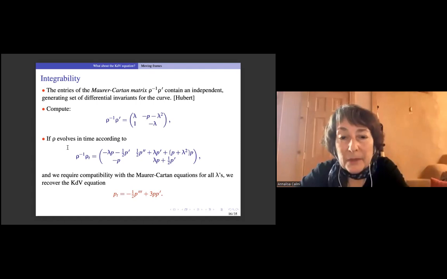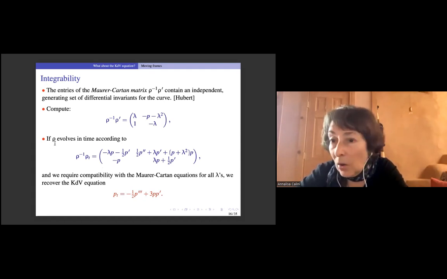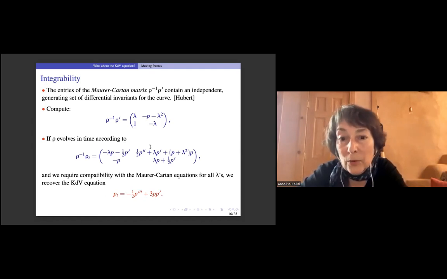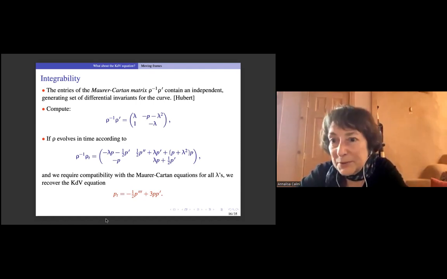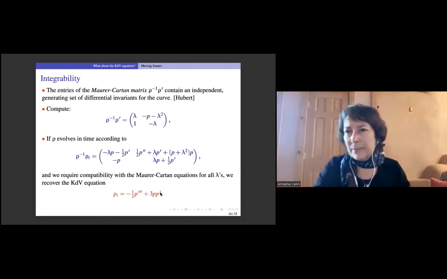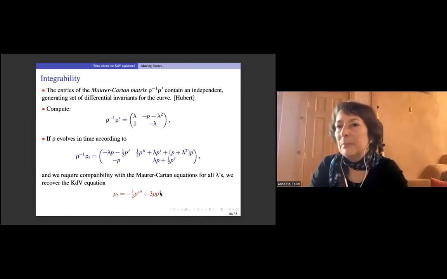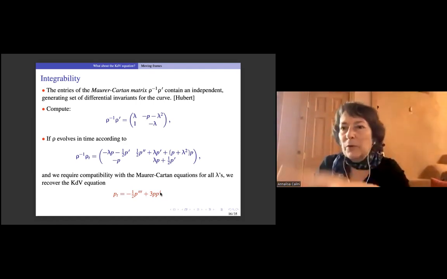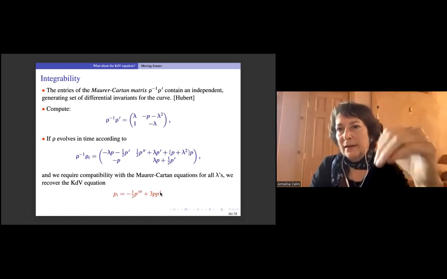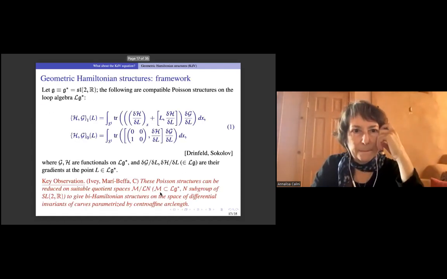Again, same game. Adjoin a compatible evolution. If rho, your moving frame, evolves by this, we require the compatibility of these two equations for all lambdas, and that is going to give you the KdV equation. So that's a first step of obtaining the Lax pair, in some sense, for the KdV equation encoded in the moving frame of your curve.